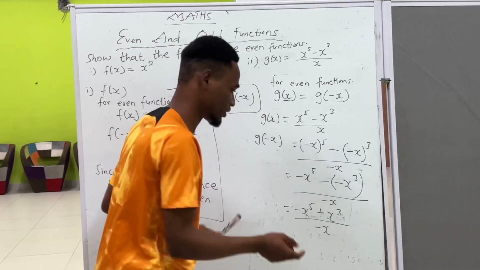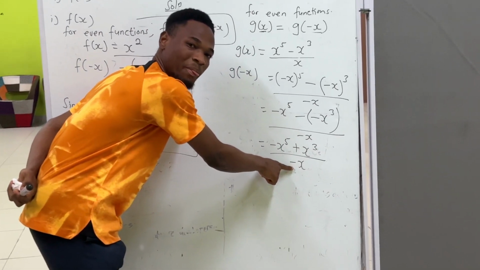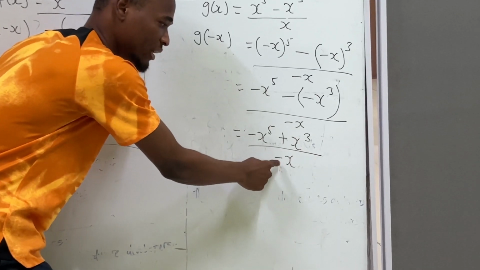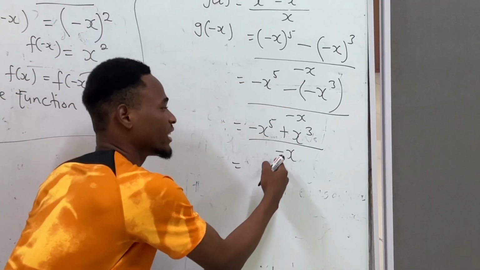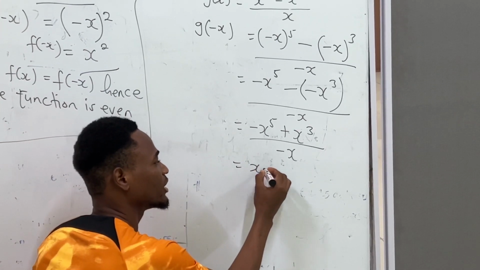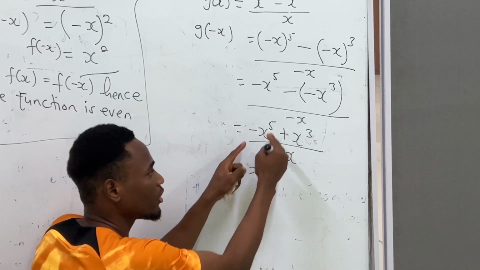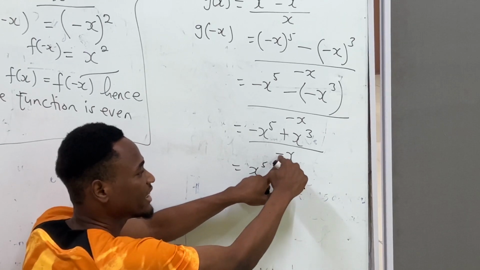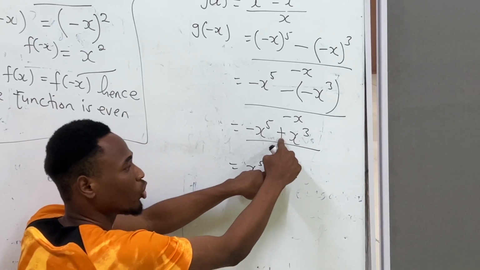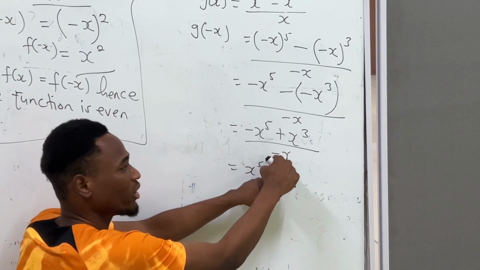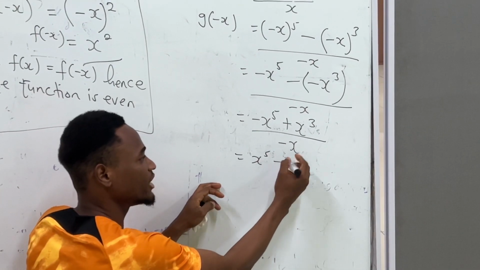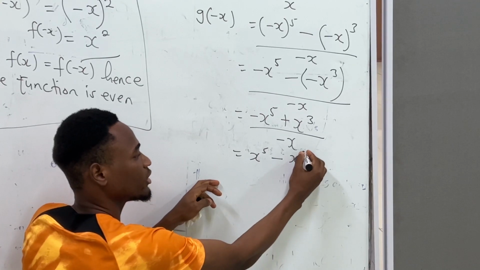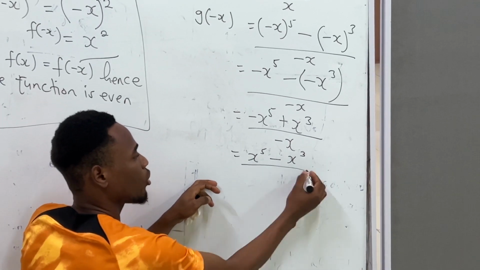So let's see what happens. The denominator here, we have negative x. So this negative will cancel this negative. When negative cancels negative, I have what? Positive x to the power 5. I'm done with this. Then this negative will also combine with this positive. Negative and positive, when they combine, you get what? Negative. So I have my negative, then I have x cubed, all over my x.